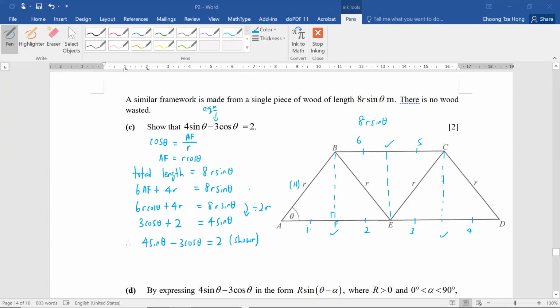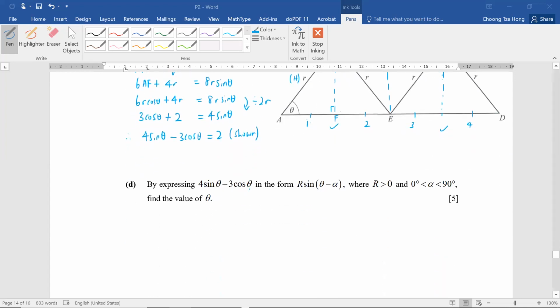If they want an equation, then you think of a way to formulate an equation for them. So no need to panic when you see questions like this. Next, part D is regarding the R formula. By expressing 4 sine theta minus 3 cosine theta in the form R sine theta minus alpha, where R is greater than 0 and alpha is between 0 and 90, find the value of theta. So what they want us to do is use the R formula to transform this side, and then after that solve the equation above.